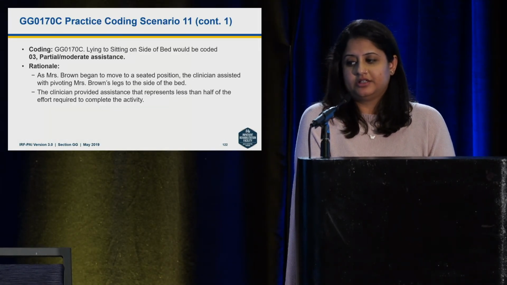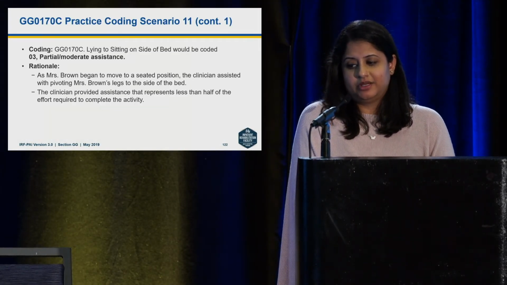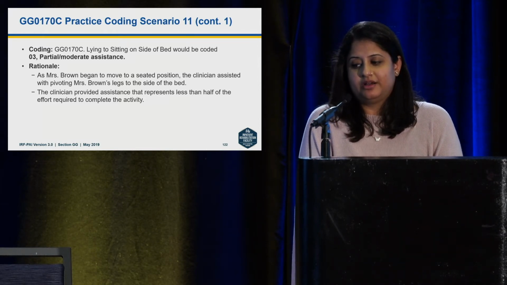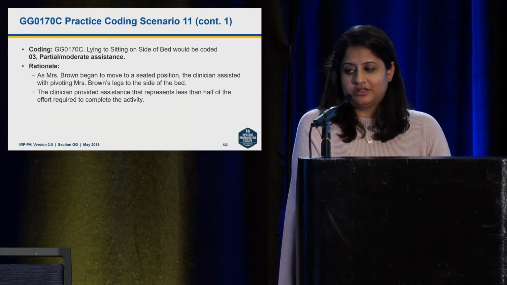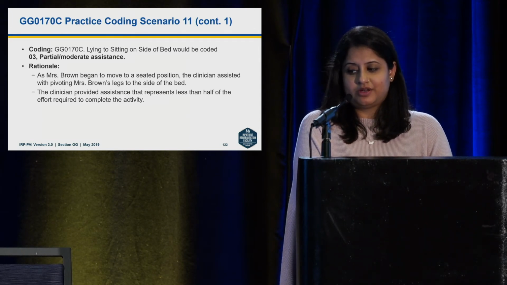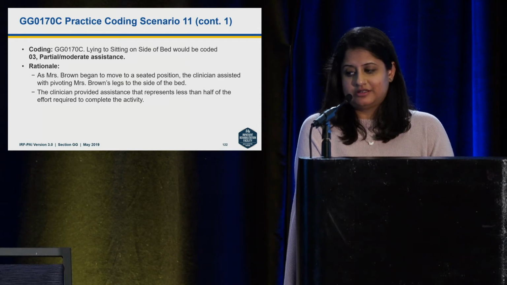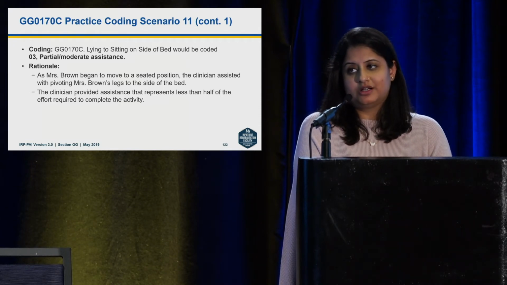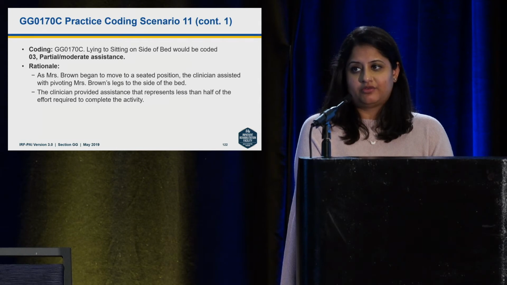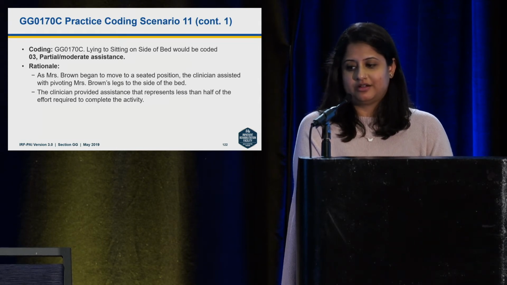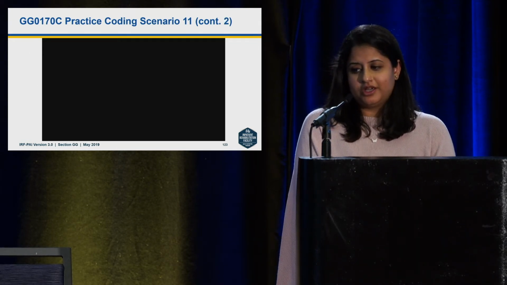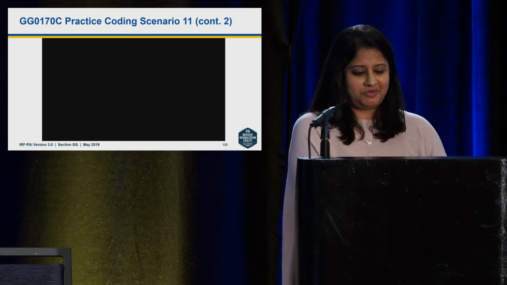So in this coding scenario, lying to sitting on the side of the bed would be coded O3, partial or moderate assistance. As Mrs. Brown begins to move to a seated position, the clinician assisted with pivoting Mrs. Brown's legs to the side of the bed and provided assistance that represents less than half of the effort required to complete the activity. Therefore, it would be O3, partial or moderate assistance. Okay, we have one more video in which you guys will actually participate on slide.